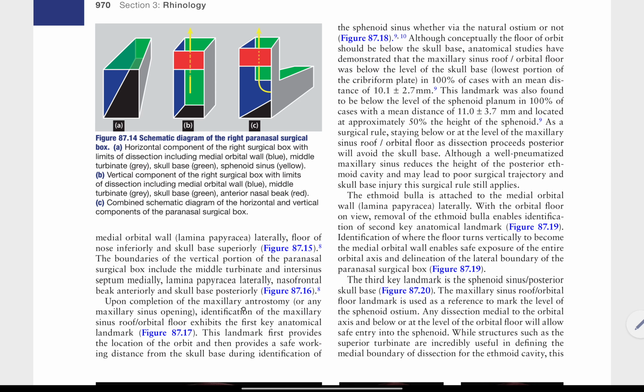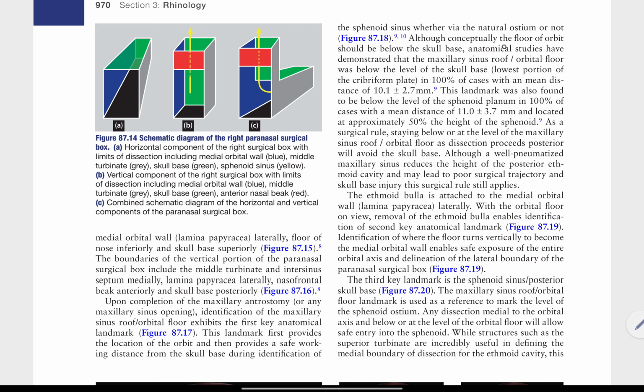Upon completion of maxillary antrostomy or any maxillary sinus opening, identification of the maxillary sinus roof or orbital floor exhibits the first key anatomical landmark. This landmark first provides the location of the orbit and then provides a safe working distance from the skull base during identification of the sphenoid sinus, whether via the natural ostium or not.